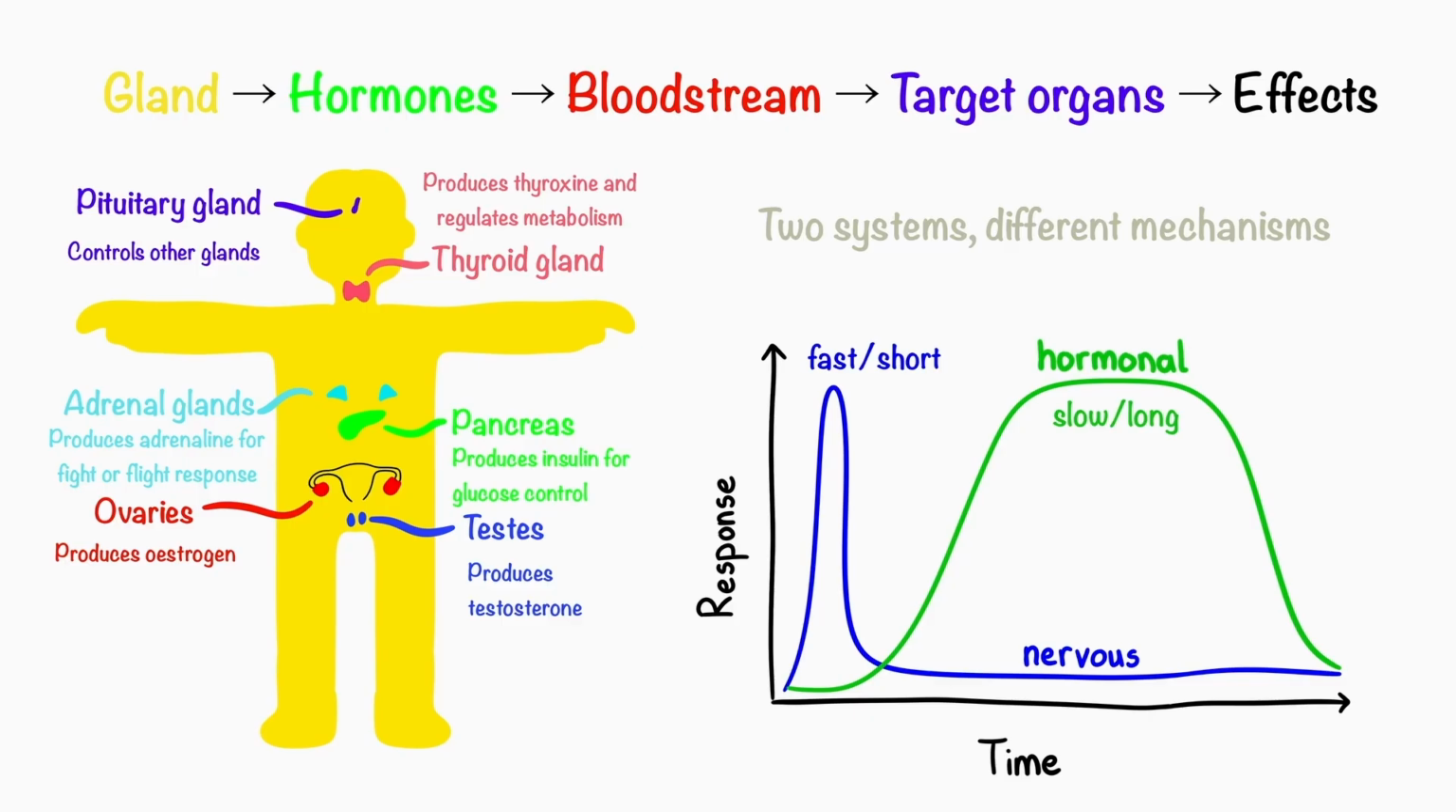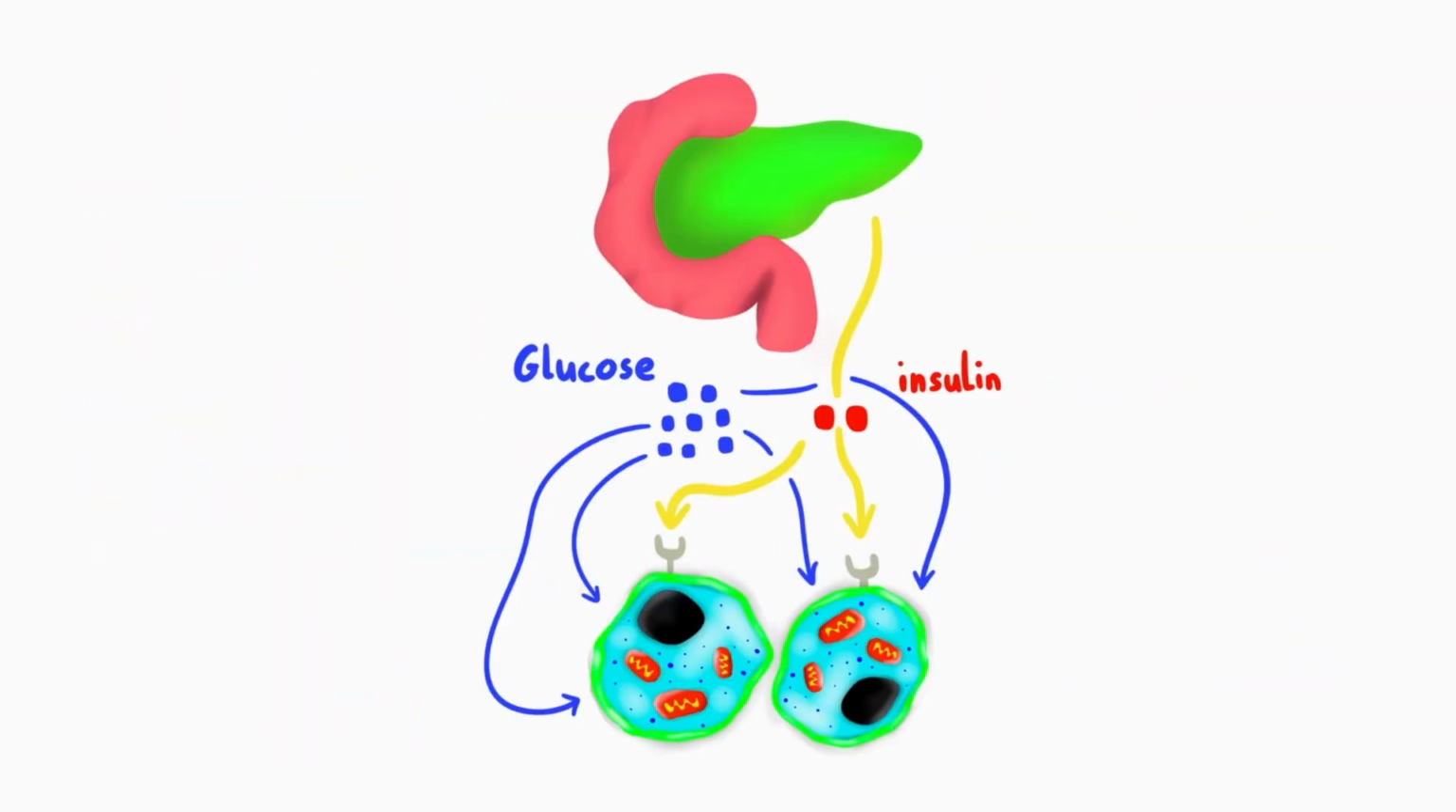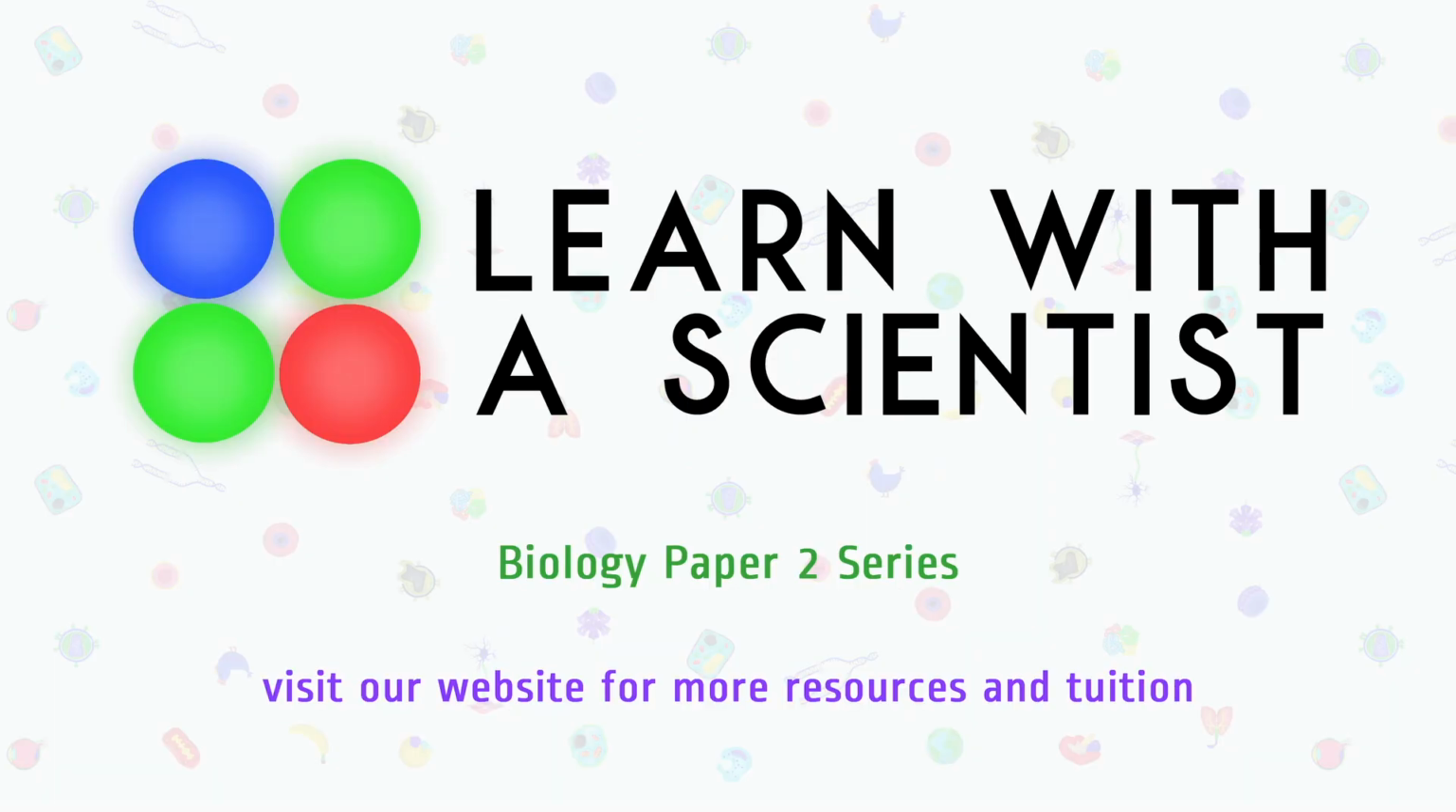If you're not sure whether a response is nervous or hormonal, consider its timing and duration. Very quick responses are typically nervous, while those lasting longer are usually hormonal. Understanding the endocrine system helps us appreciate how our bodies maintain balance through chemical signals. These hormones ensure our cells work together harmoniously despite changing internal and external conditions. In our next episode, we'll explore one of the most important hormonal systems, insulin and the control of blood glucose.